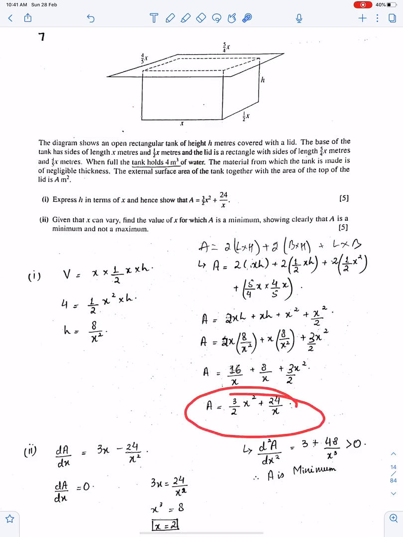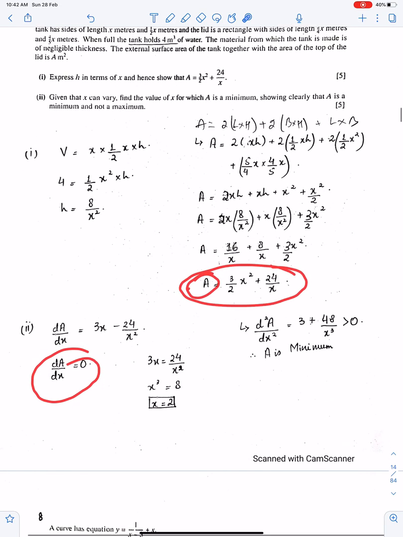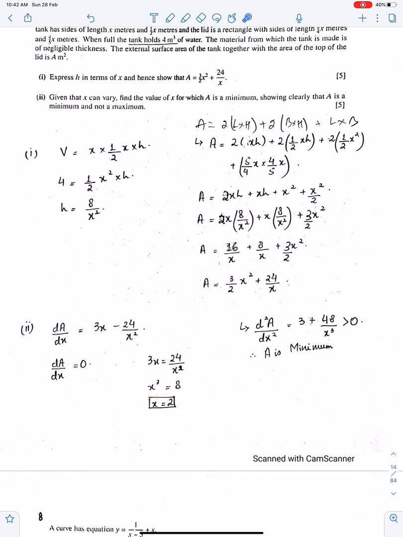This is the area. Well, the next part is, given that x can vary, find x for which A is minimum, and then we need the nature. So by differentiating this and equating the gradient, the differential of A, to 0, we can get the value of x. It's 2. For the nature, we need the second derivative. This is the second derivative. By substituting 2 here, we have this thing.